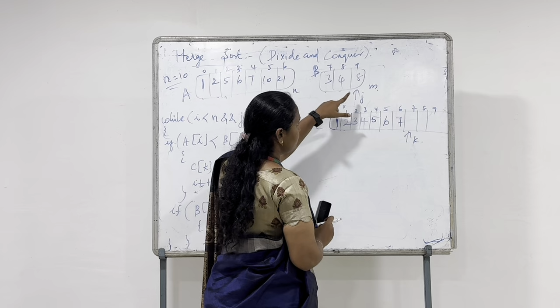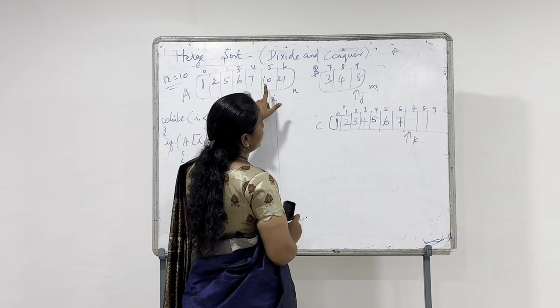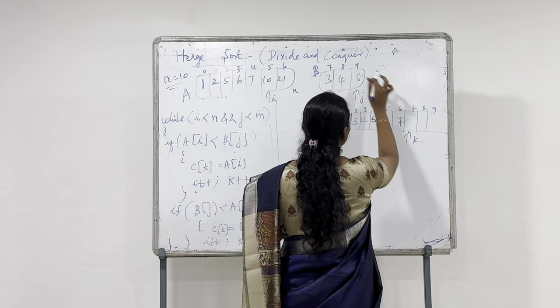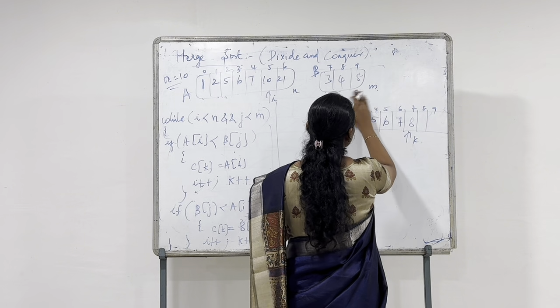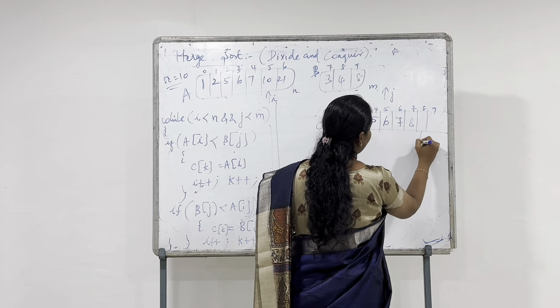Now compare 10 and 8. So 8 is lesser compared to 10. Okay, so move this 8 here. Now increment J and also K.